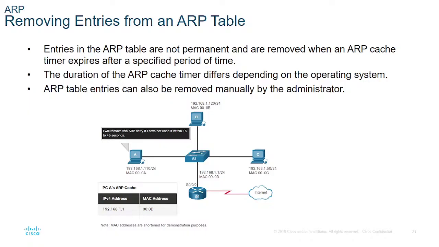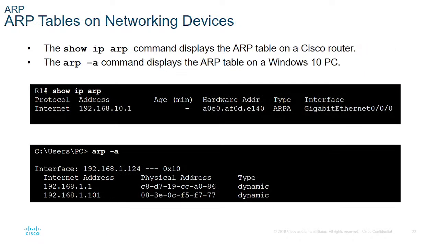The duration of the ARP cache timer will differ depending on operating systems. Different operating systems, Windows, Linux, have different retention times. The ARP table entries can also be removed manually by the administrator. The command that we use to view the ARP table of your system is arp -a.